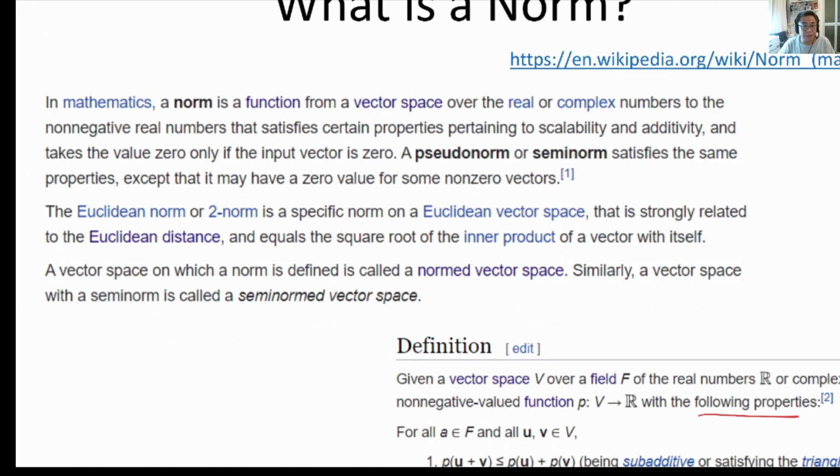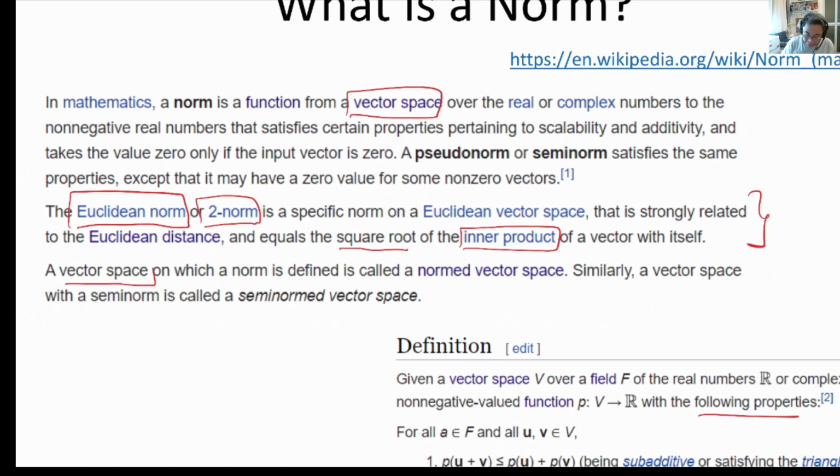In our course for linear algebra, we typically deal with only the Euclidean norm, sometimes called the two norm. The norm is the length of the vector, and this is the square root of the inner product, or in our case, the dot product. However, in abstract algebra, norm is generalized to vector space and field. Hence, a vector space equipped with a norm has a name called normed vector space.